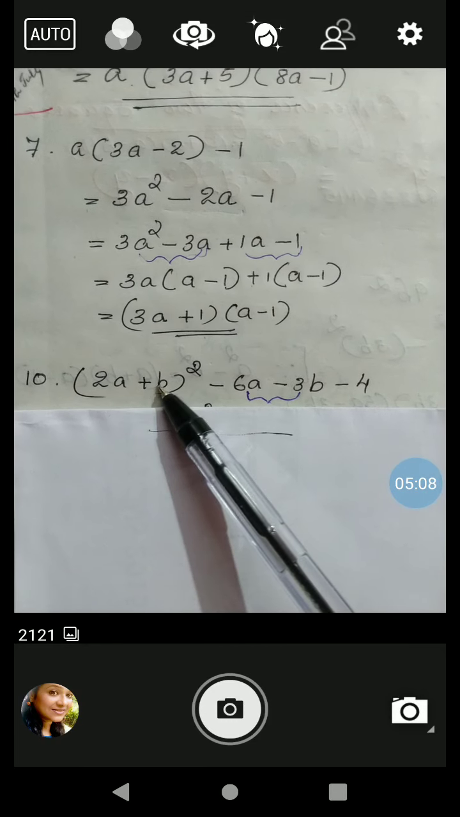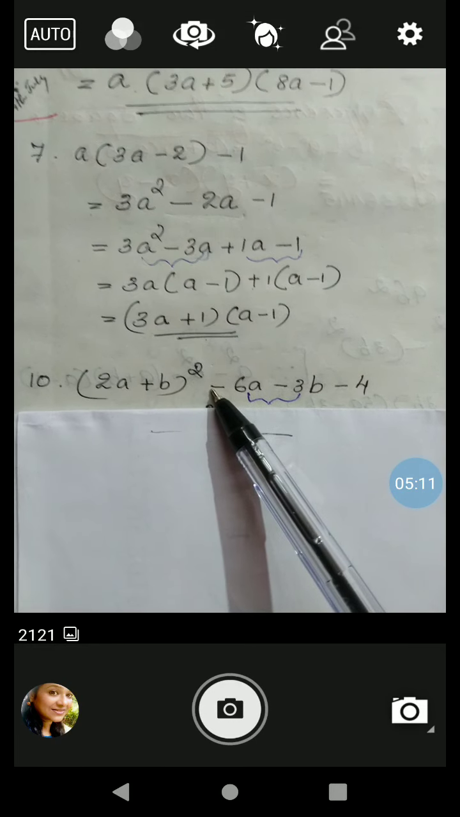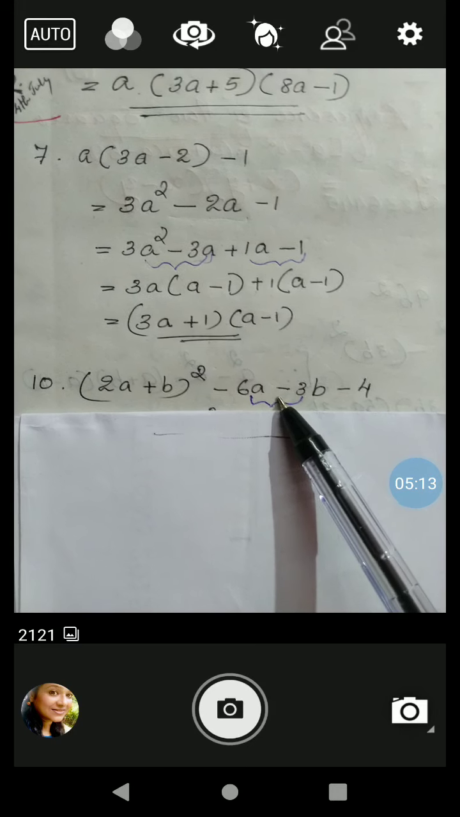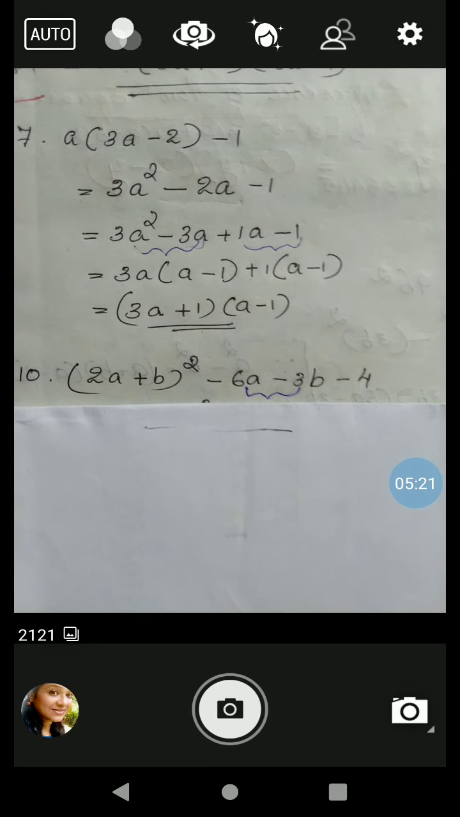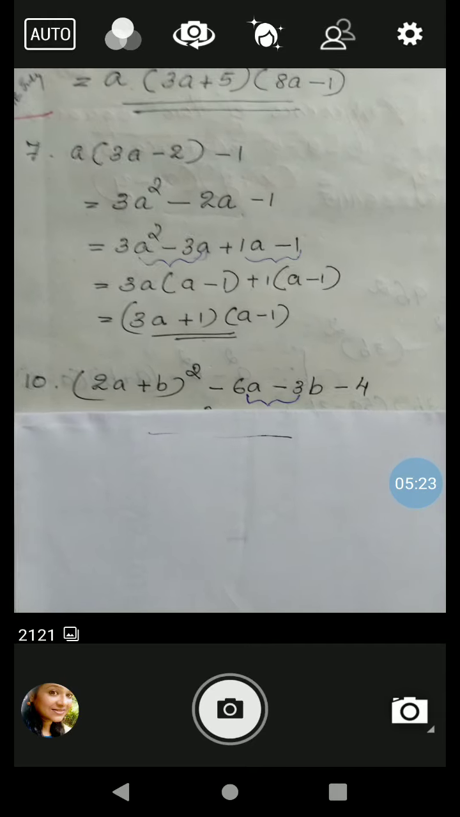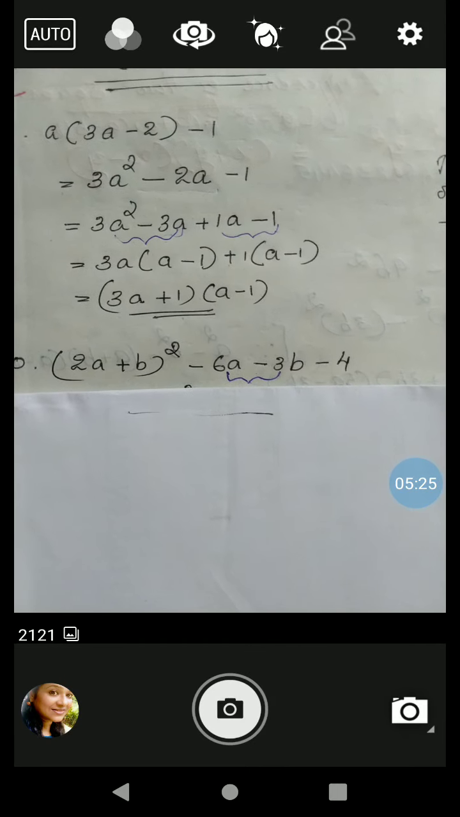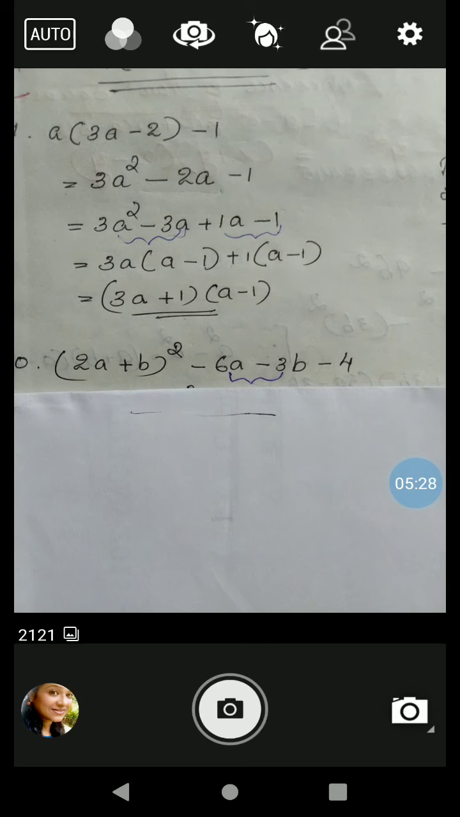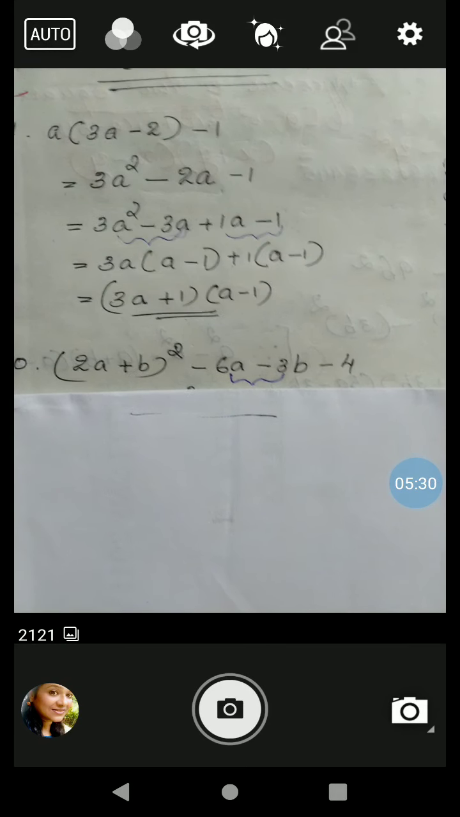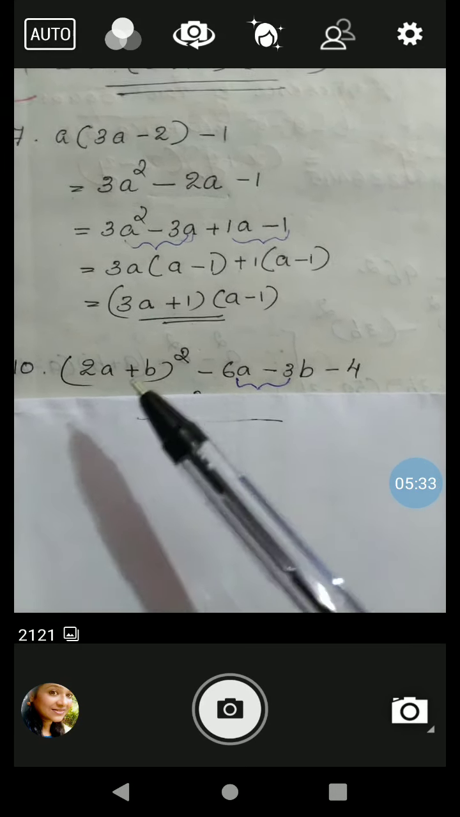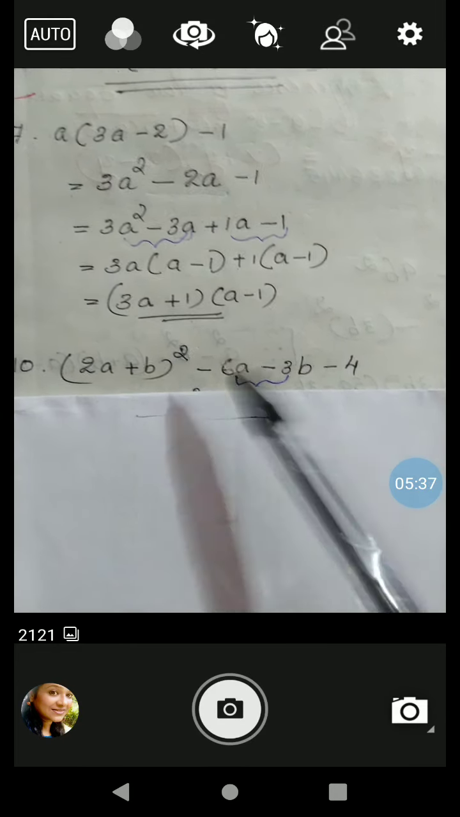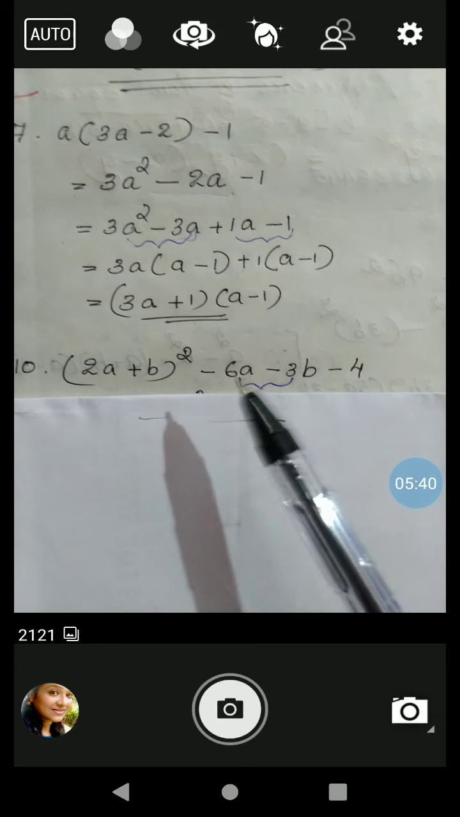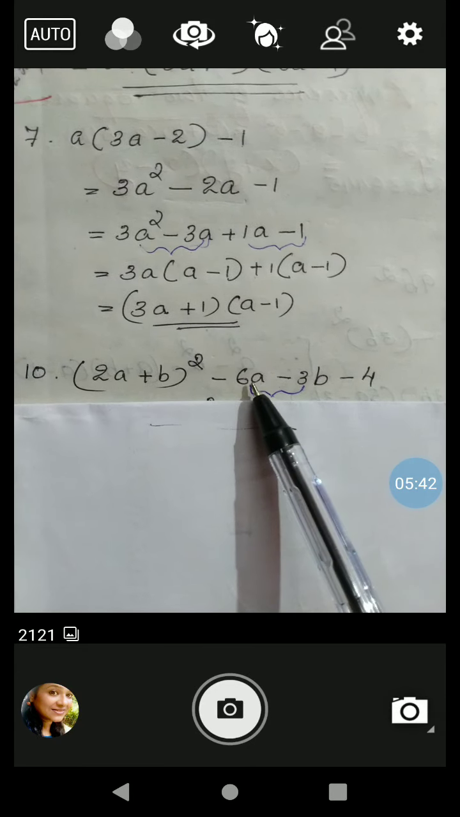2a plus b the whole square minus 6a minus 3b minus 4. This is the question. You can think about the different methods. Taking common factor outside. Second method is grouping. Third method is trinomial form. Here, look here. It is a quadratic equation. Okay. Now, anyway, when you see this question, you can understand.